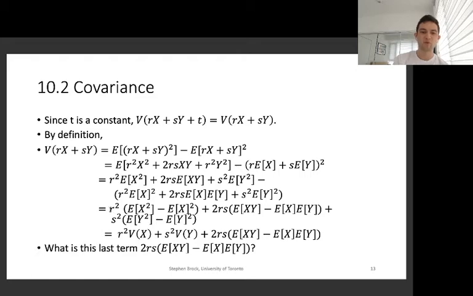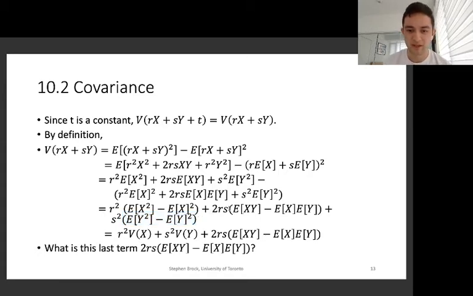All right, and now if we group like terms, if we look at the coefficients for R squared, we have expected value of x squared minus expected value of x squared, plus 2rs times expected value of xy minus expected value of x times expected value of y, plus S squared times expected value of y squared minus expected value of y squared. And now we know that this is the formula for the variance of x, and this is the formula for the variance of y.